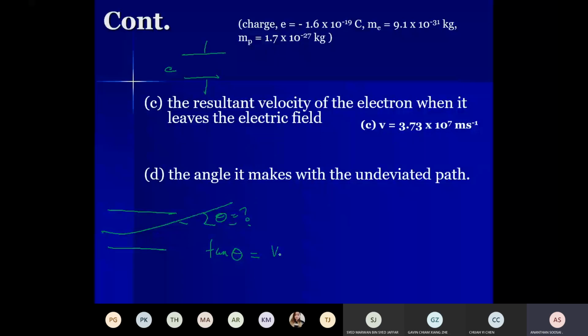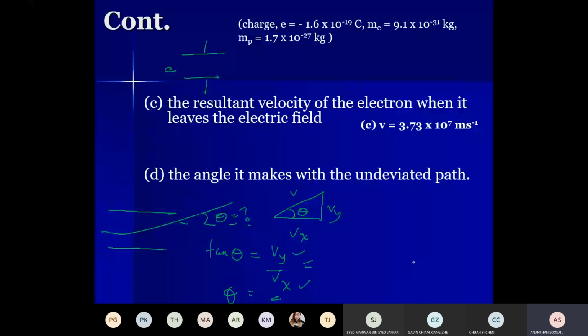Vy over Vx, right? Because we use the triangle of Vy, Vx, and V. This is the angle of deflection. So tangent theta equals Vy over Vx. So you put the Vy and Vx, you can work out the theta. Shift tangent, get the angle. Vy, just now we got, put the Vy and Vx, then you get the angle.